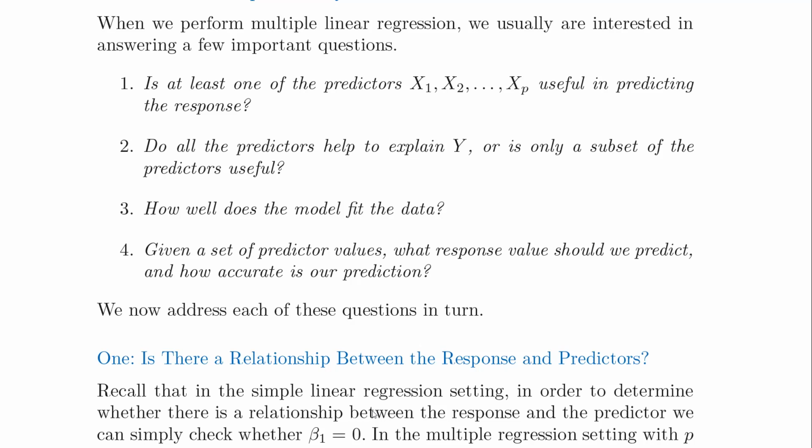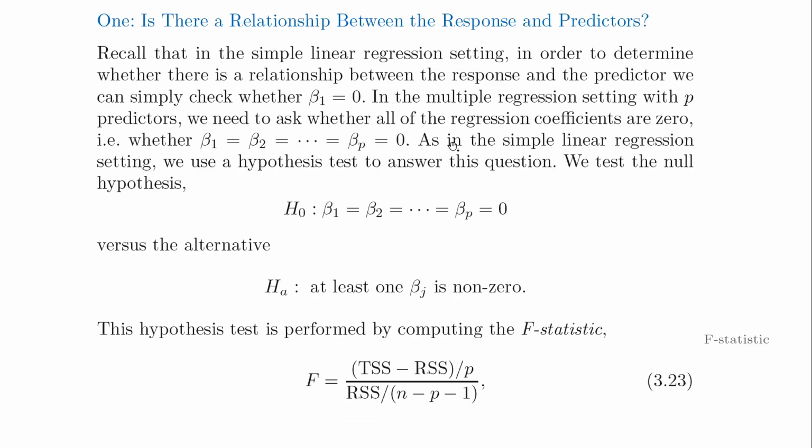Second question is, do all the predictors help to explain y? Or is only a subset of the predictors useful? Can we do away with some of the predictors? How well does the model fit the data? And finally, given a set of predictor values, what response value should we predict? And how accurate is our prediction? Let's start with the first one.